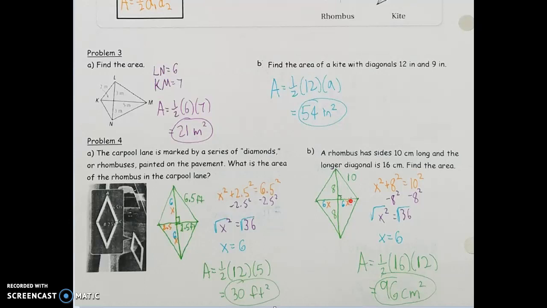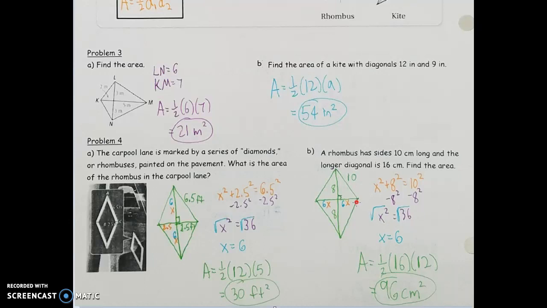Same steps. I know that if I want to find x, I can use the Pythagorean Theorem, because that would just be half of the length of the diagonal. That's just going to make a side of a right triangle. So if I set up x squared plus 8 squared to be 10 squared, I should be able to solve for x from that and get x is a length of 6.